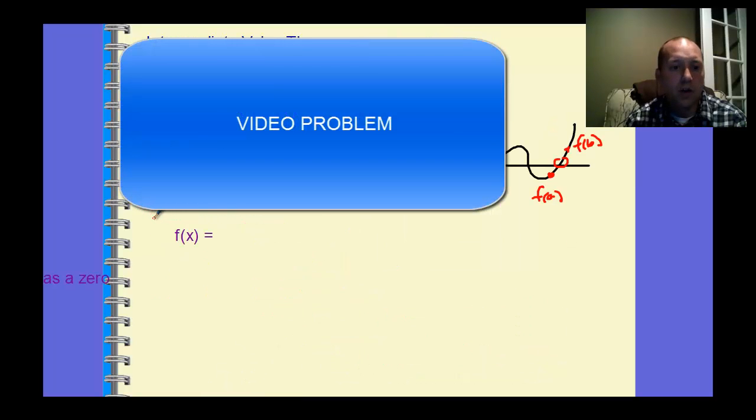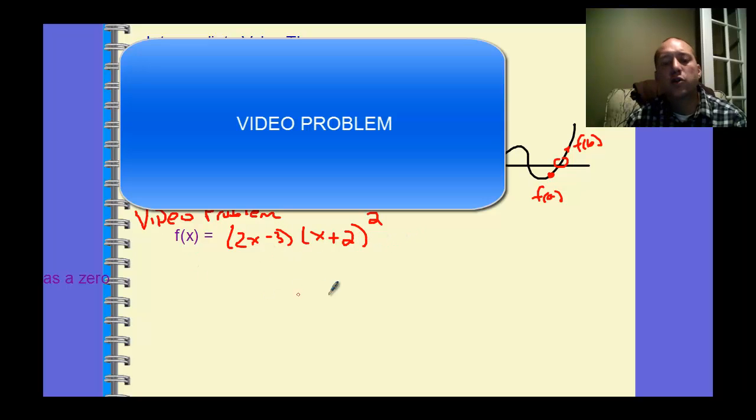So for your homework problem, this is your video problem that I want you to turn in for tomorrow. I want you to take this function here, and I'll just call it that. I want you to try sketching it on a graph. And so you just sketch it, and I'll look at the visual graph to see if you can find it.